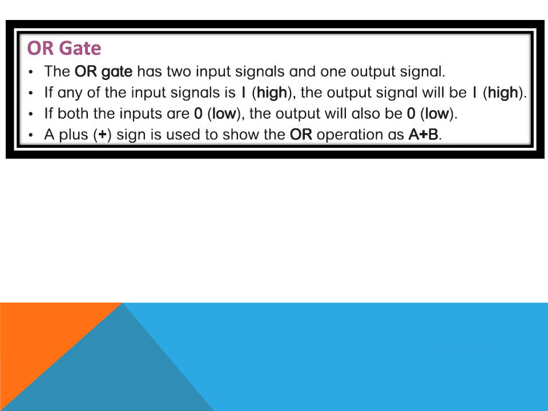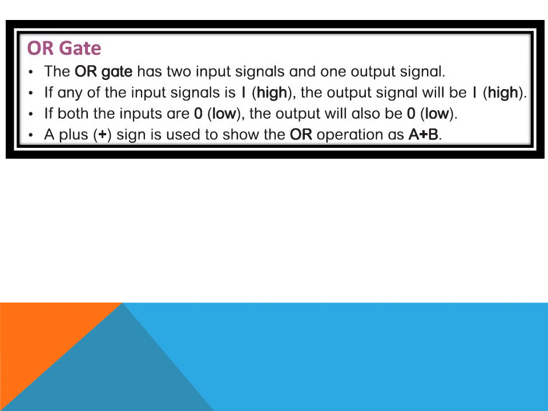So the next gate that we are going to discuss today is the OR gate. The OR gate again has two input signals and one output signal. At this point it is almost the same as the AND gate. It has two inputs and one output, but there is a slight variation, okay? If any of the input signals is high, that is 1, the output will be high. Simple. And only if both the inputs are 0, the output will be 0.